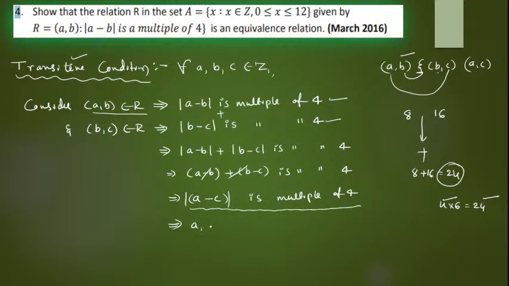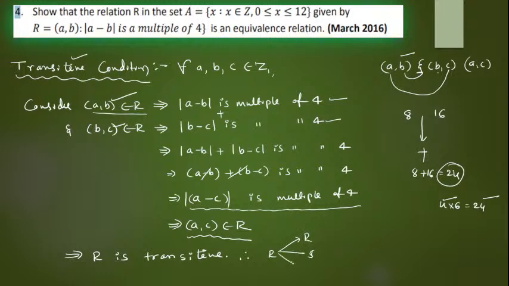This implies a comma c, the ordered pair, belongs to your relation R, right? So now you have proved that a comma b belongs to R, b comma c belongs to R, then the third ordered pair a comma c also belongs to R. This implies your relation R is transitive here. Therefore R satisfies all the conditions of what? Reflexive, symmetric and transitive. Then you write the conclusion, that is R is an equivalence relation.